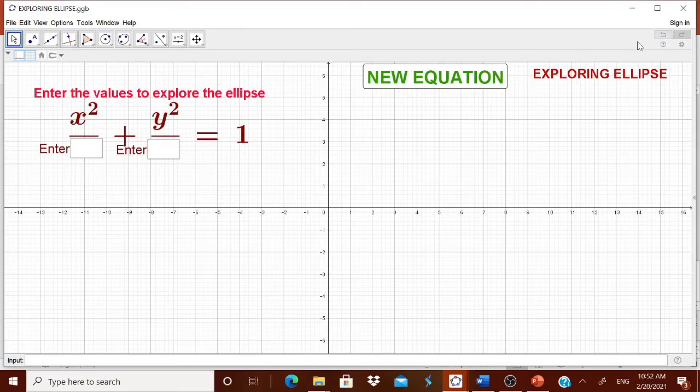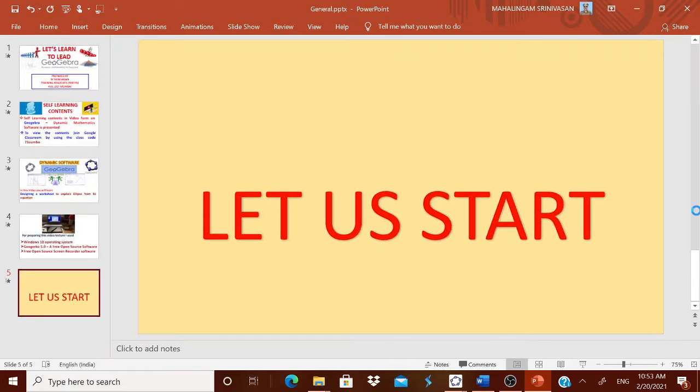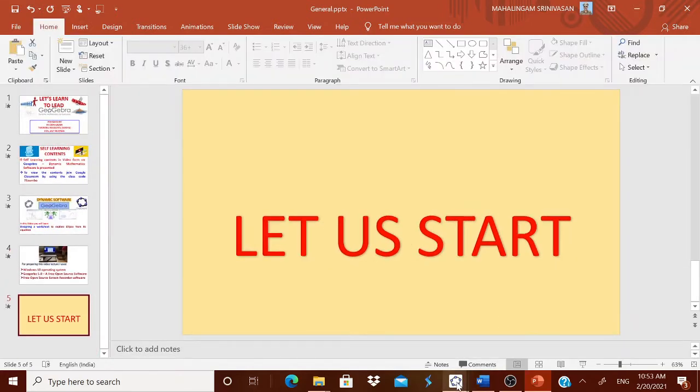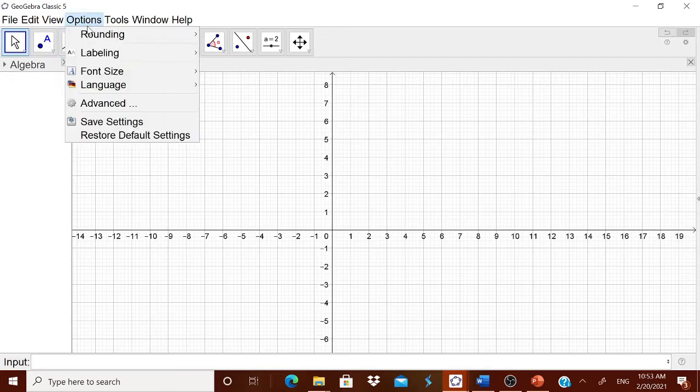Let us try to design this dynamic worksheet from scratch. For preparing this dynamic worksheet, I have taken GeoGebra Classic 5 worksheet, and in the options I have taken labeling of new points only.